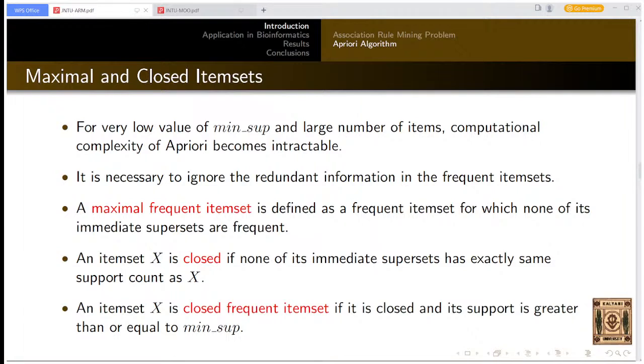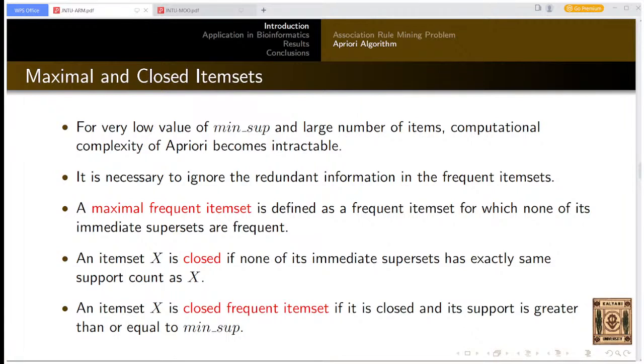Suppose I just give you an example. Suppose bread butter is an item set, and its support is 5. Now what will be the support of bread butter milk? If bread butter has support 5, what may be the possible values of support of bread butter milk? It can be equal also, but it cannot be more, definitely. So a superset will have a support equal or less.